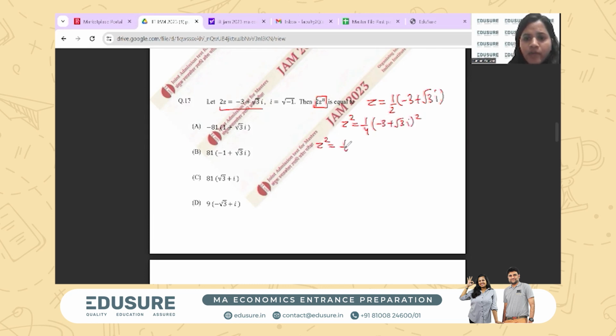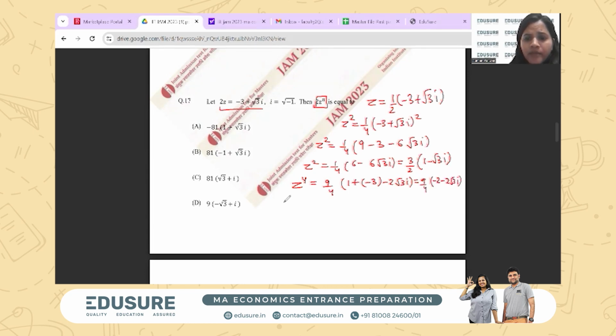So z² will be 1/4 times (9 + 3i² - 6√3 i), which is (9 - 3 - 6√3 i). So z² will be 1/4 (6 - 6√3 i), which will be 3/2 (1 - √3 i). Again, we square, z⁴ will be 9/4 (1 + 3i² - 2√3 i), that is 9/4 (-2 - 2√3 i). So z⁴ will be -9/2 (1 + √3 i).